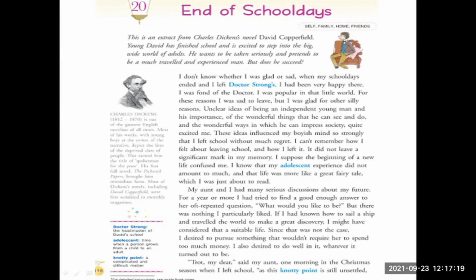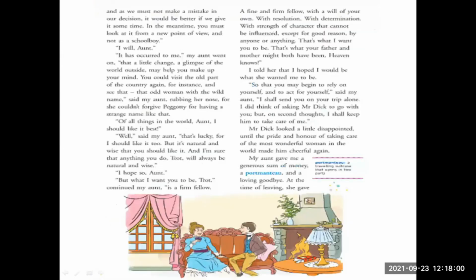Now, one morning in the Christmas season, his aunt says to David Copperfield, when I left school, as this point is still unsettled, and as we must not make a mistake in our decision, it would be better if we give it some time. In the meantime, you must look at it from a new point of view and not as a schoolboy. Now that you have to make a decision, you need to make it wisely. You are no longer a schoolboy. You must make a decision like an adult.